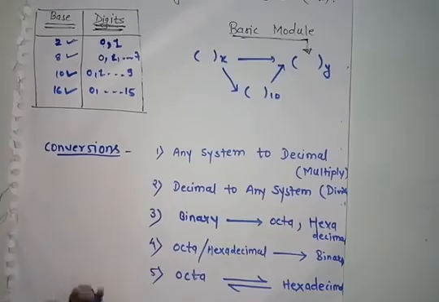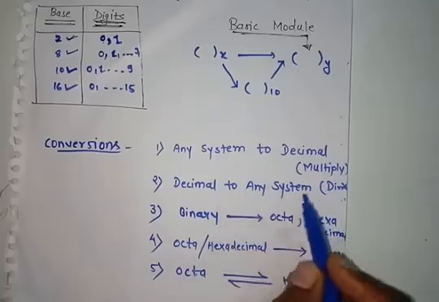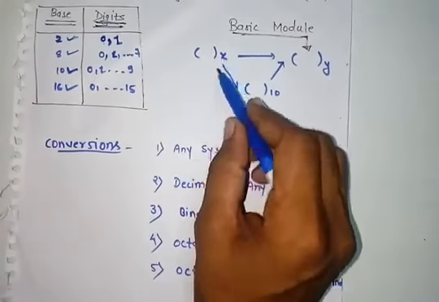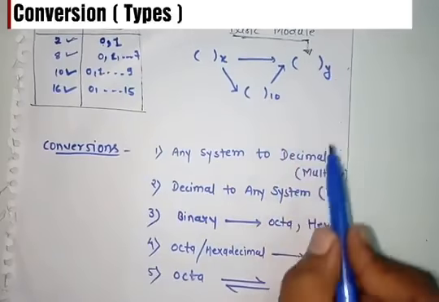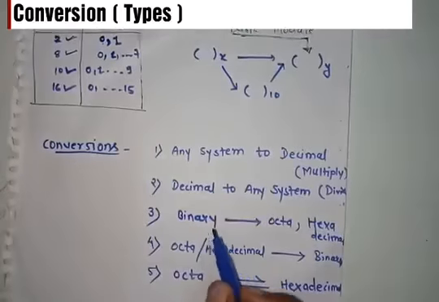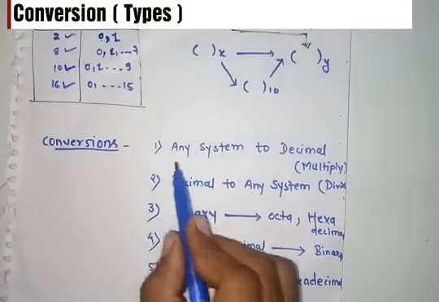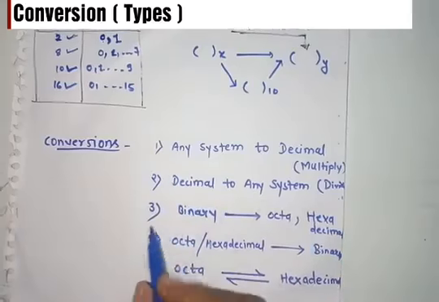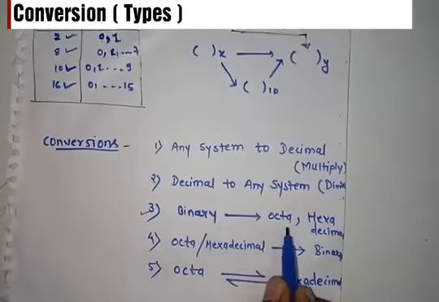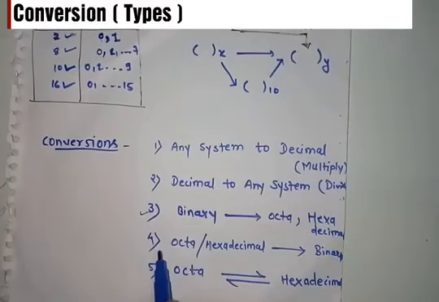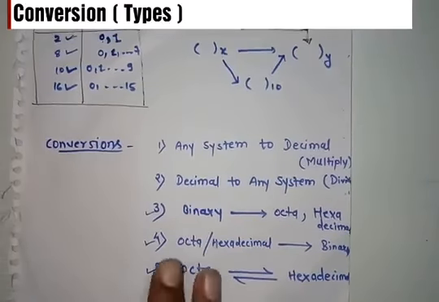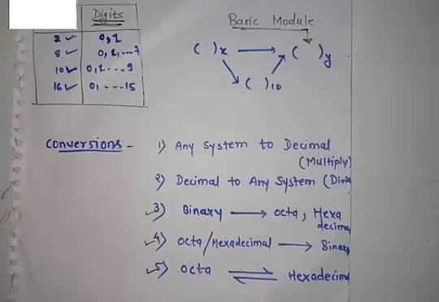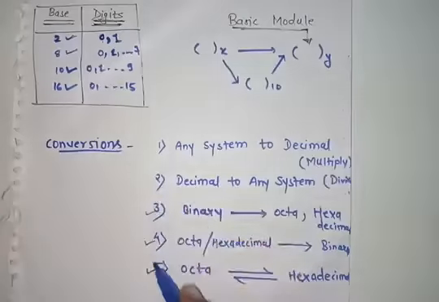Here I divided conversion into 5 parts. First is any system to decimal. Here any system is first converted into decimal, then decimal to another system. This is the basic criteria for conversion. Second part is decimal to any system. Third is binary to octal or hexadecimal. Then fourth one is octal or hexa to binary, then fifth one is octal to hexadecimal. Now we are going to discuss all these conversions one by one.